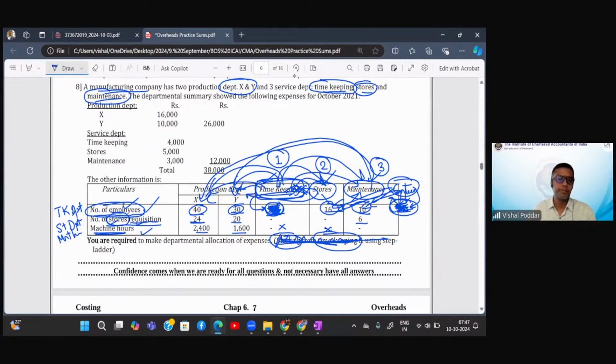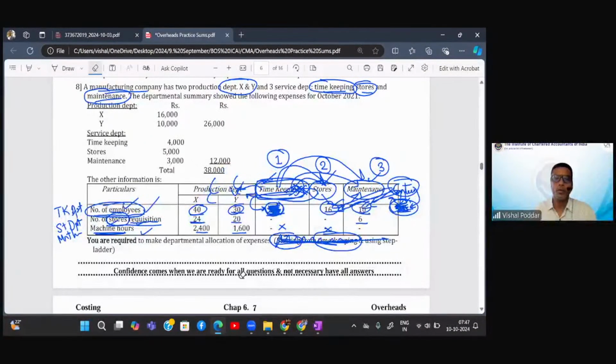Correct? Sir, if any department is having its own ratio in the service, it won't be charged because it should be ignored. It should be ignored, otherwise it will be carried on. Okay, sir. This is what I wanted to highlight in this sum, and that was the reason I have taken this sum. Correct? Thank you, sir.